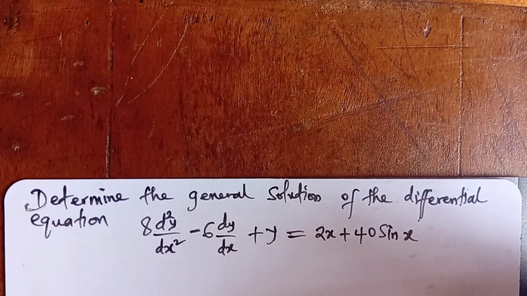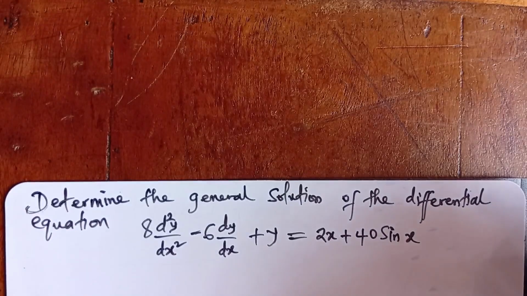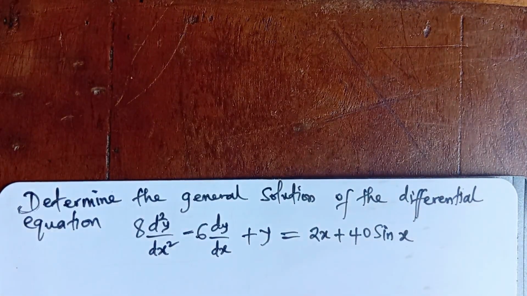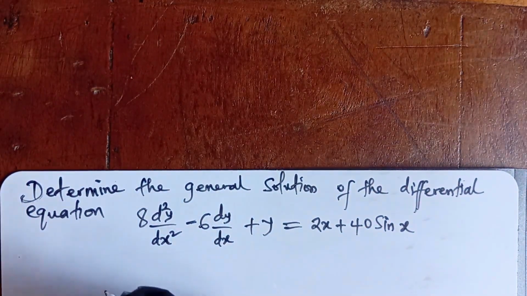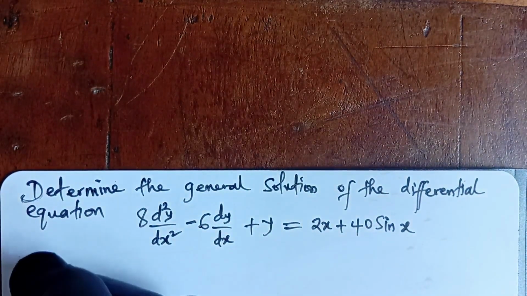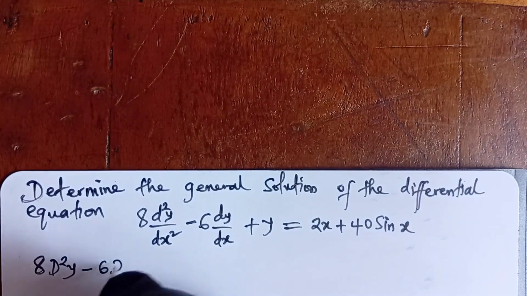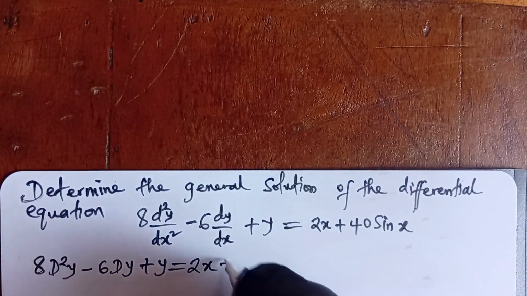Let's determine the general solution to this differential equation: 8 d squared y over dx squared minus 6 dy over dx plus y equal to 2x plus 40 sine x. As we used to do, let's determine the complementary function. In D operator form, the left-hand side is 8D squared y minus 6Dy plus y equals the right hand side.